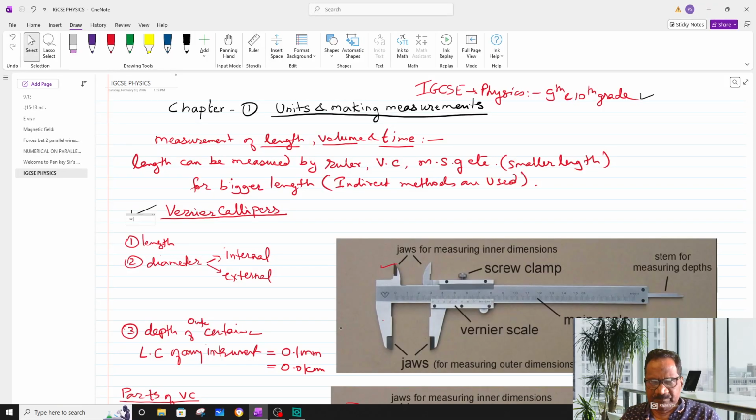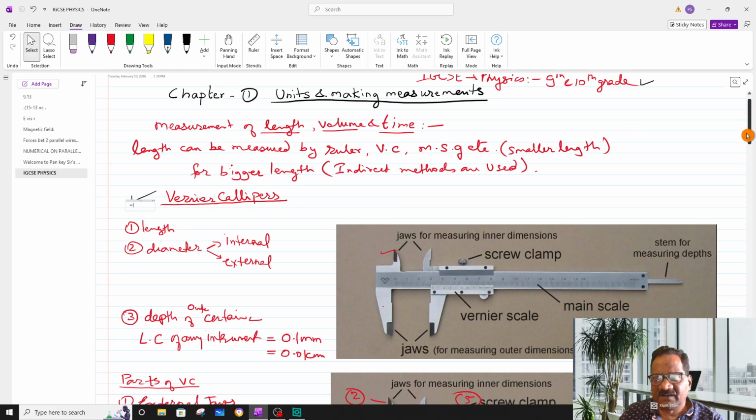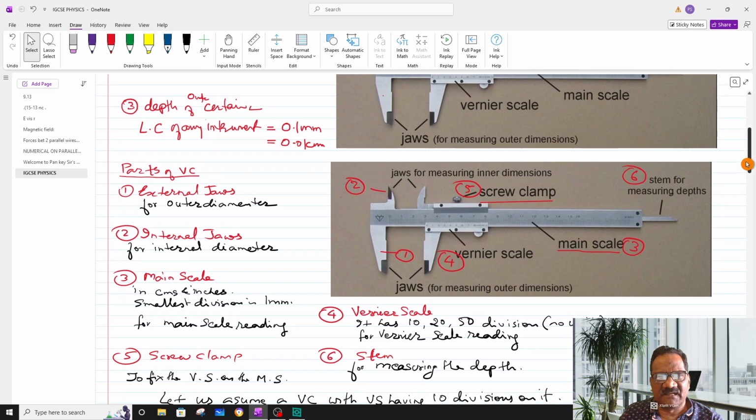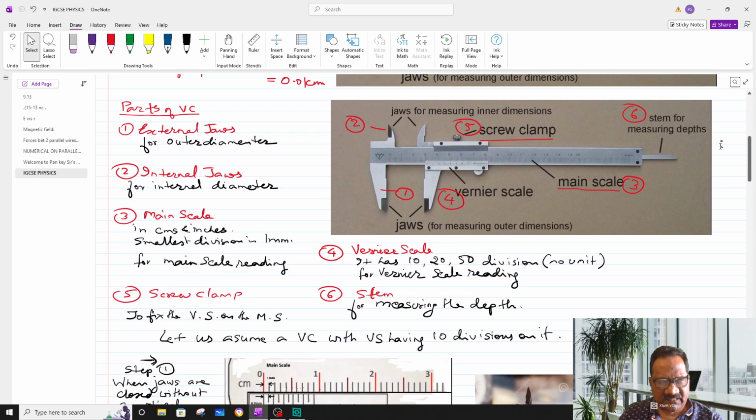Got it? Okay. Now coming back to our notes. That was regarding how your vernier caliper looks like. Now let us go ahead and try to understand the different parts of a vernier caliper, right? Now we are at this stage, that is the different parts of a vernier caliper.